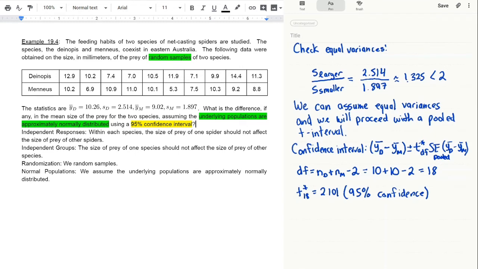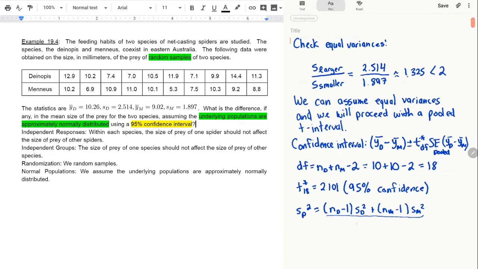All right. So now the last thing we need is the pooled standard error. And to find the pooled standard error, we first need to determine the pooled variance. Okay, remember that pooled variance is S_P squared and was given by that weighted average formula. So we have N_D minus 1 times S_D squared plus N_M minus 1 times S_M squared, and that's all over the degrees of freedom.